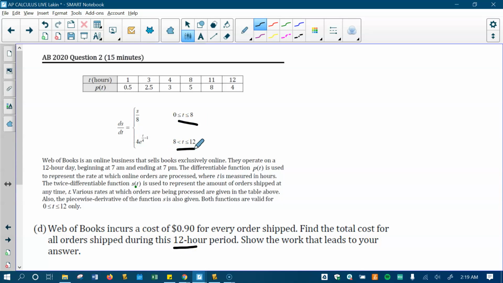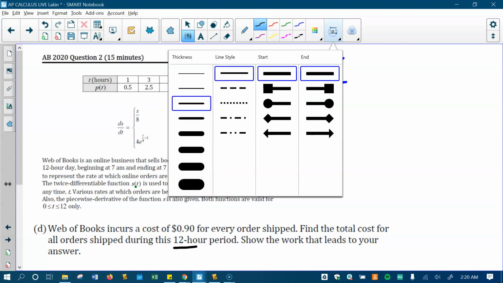What I want to do is find how many orders were shipped all together, and then I'll just multiply that value by 90 cents. And in order to get how many orders were actually shipped, I need to integrate the rate. So this whole problem is just asking me to integrate ds/dt from 0 to 12. Note though, from 0 to 12 I have two different functions, so I'm going to need two different integrals.